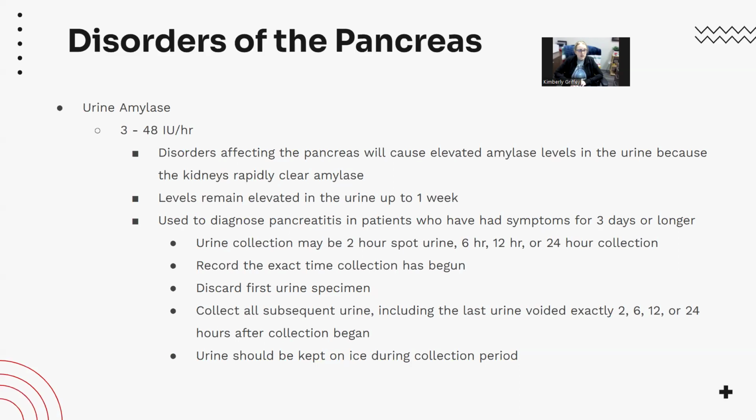So they can do a urine collection, maybe a 2-hour spot urine, 6-hour, 12-hour, or 24-hour collection. With those, you always want to record the time, like the exact time the collection began. Always discard the first specimen. Collect all subsequent urine, including the last voided urine, exactly 2, 6, 12, or 24 hours after the collection began. And then the urine should be kept on ice or in a specific lab refrigerator during the collection period.